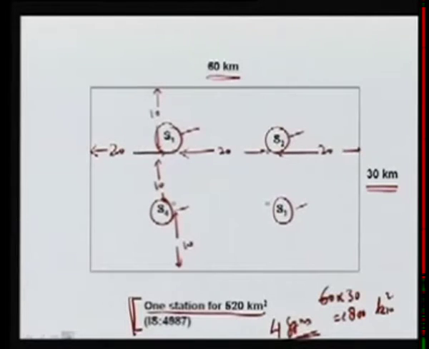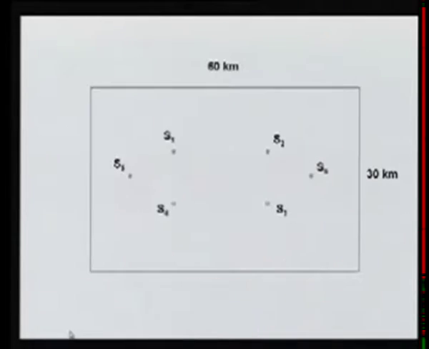and let's put them at S5 and S6, where S5 may be 10 kilometers from here and 5 from here. So we decide that these 6 rain gauges S1, S2, S3, S4, S5 and S6 are sufficient for our required accuracy, and then we will analyze the data at these 6 stations.